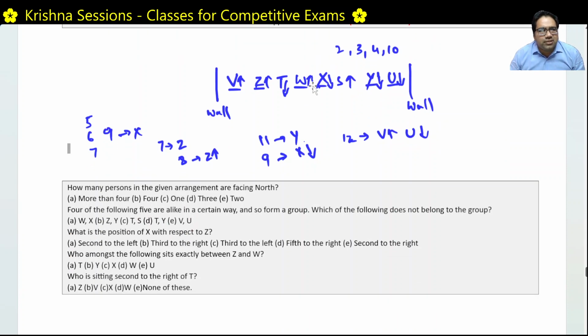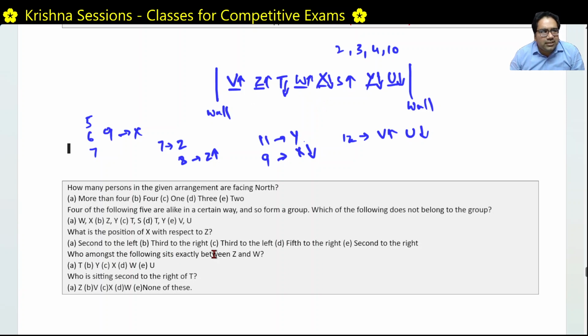Which is the position of X with respect to Z? Z is also facing north, X is facing south, but it doesn't matter. When we say with respect to Z, it has to be with respect to the direction of Z. So as per Z, X is the third right. Right. Third to the right. We should not worry about X's direction when we are talking with respect to Z. With respect to X, Z is third right also. With respect to Z, X is third right, 1, 2, 3, and with respect to X, because X is facing south, Z will be third right only.